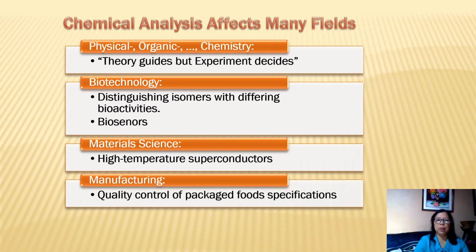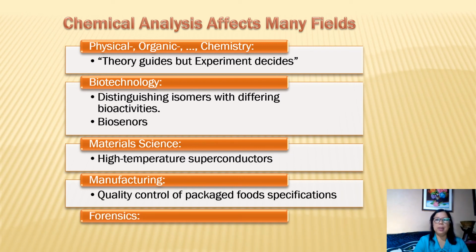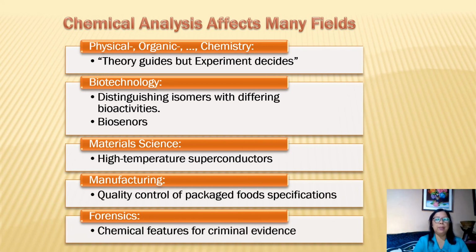And then in manufacturing, quality control of not only packaged food but also pharma drugs or your medicines, and also specific parts of the gadgets that we are using now. So sometimes you can hear the word based on nanotechnology, meaning to say, there is an accuracy in the measurement up to nano level. And then forensics, of course, analytical chemistry does a lot of investigation.